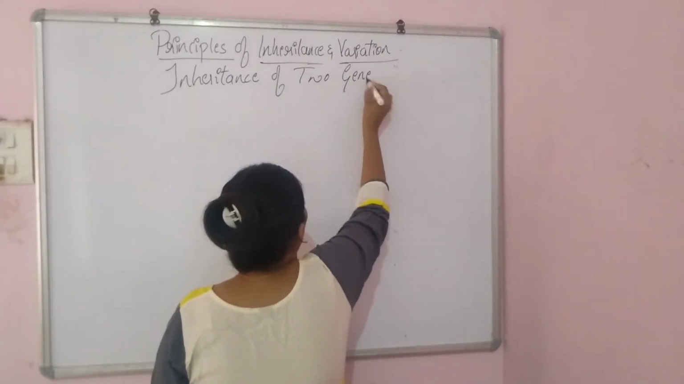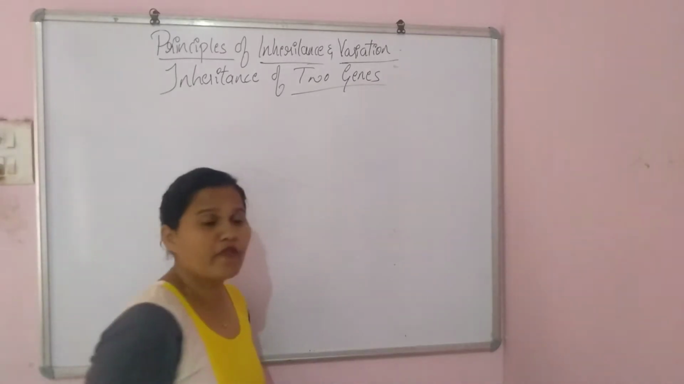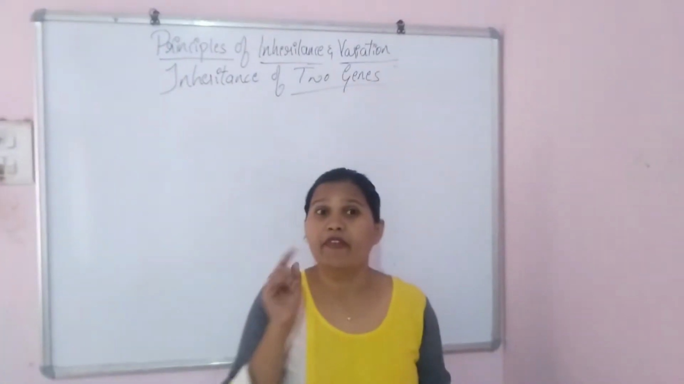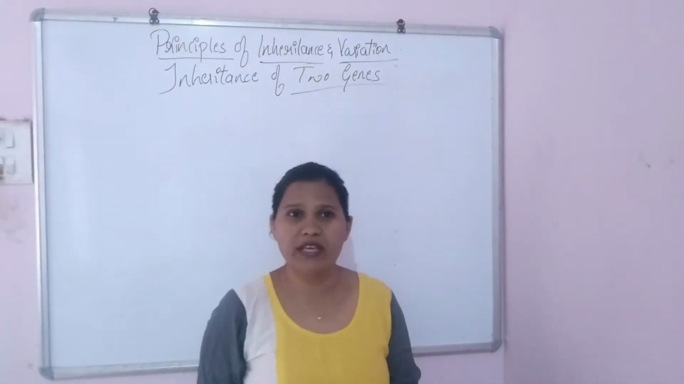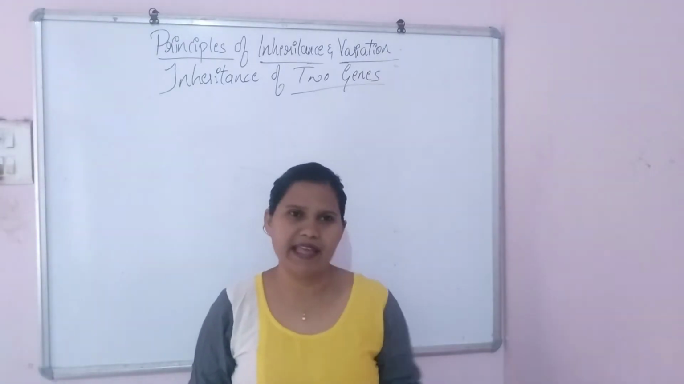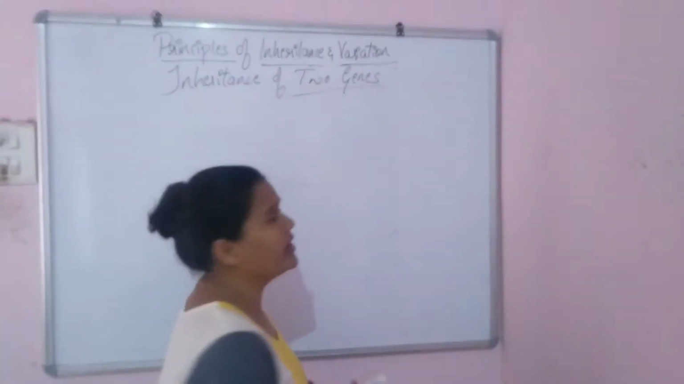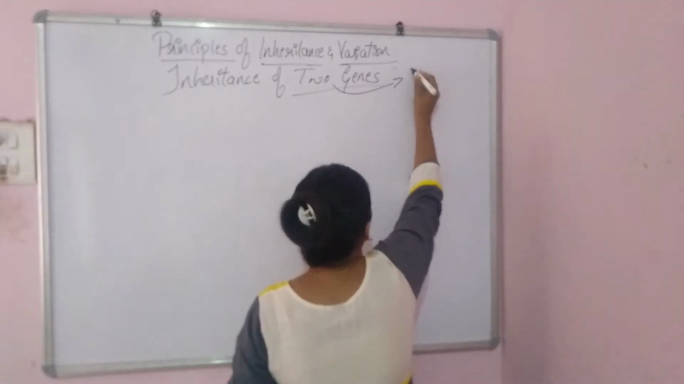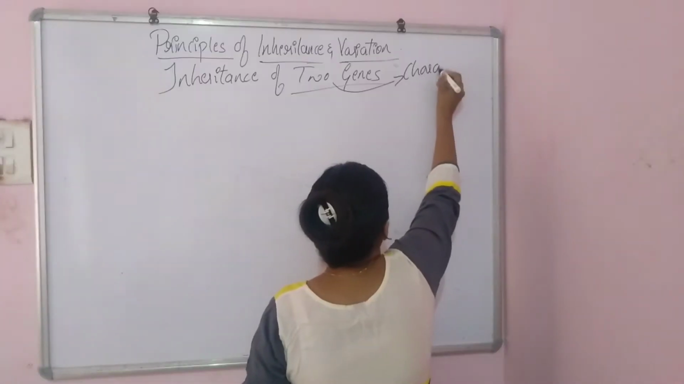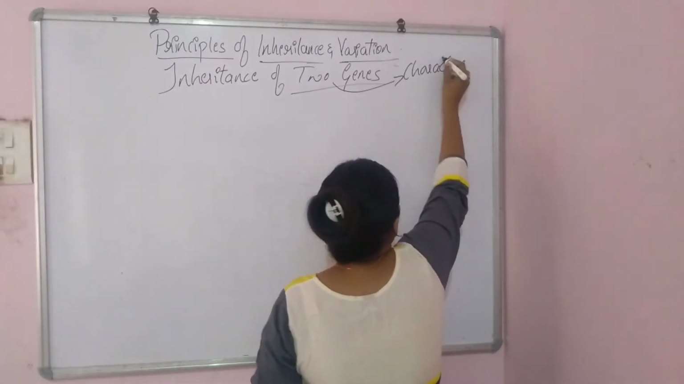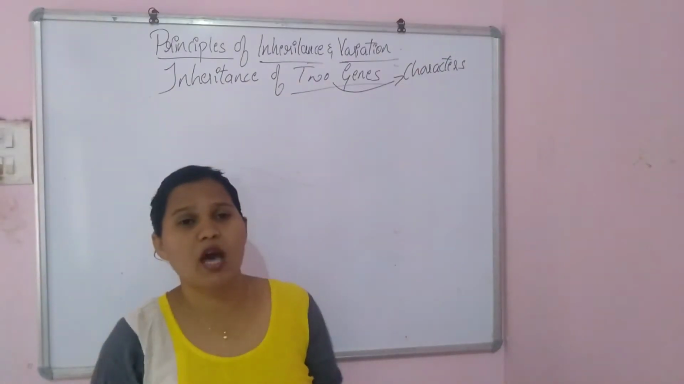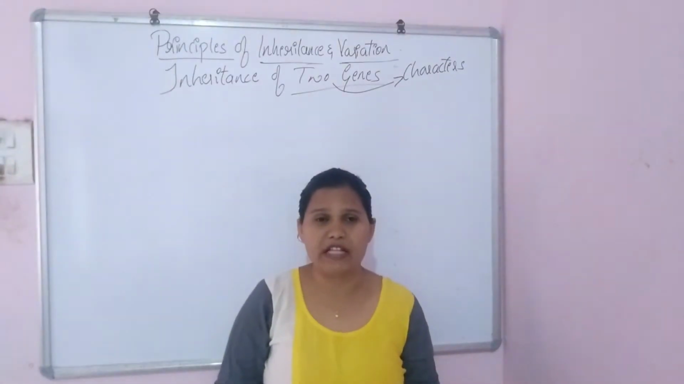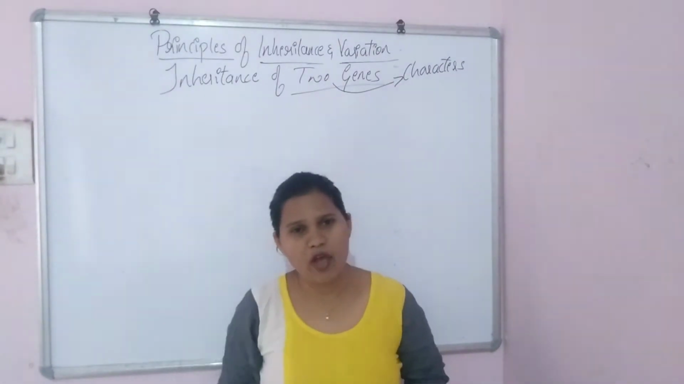In the case of inheritance of one gene, Mendel took only one gene, in the sense a single character. But here we are going to take two characters, okay? So it is called the two genes. How will those two genes get transferred from the parents to their offspring?